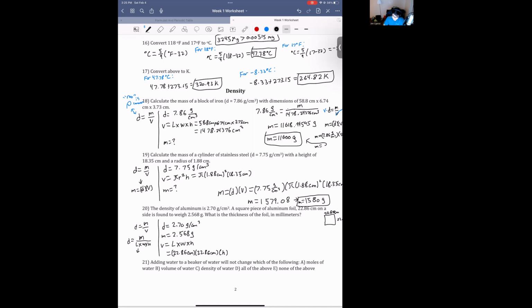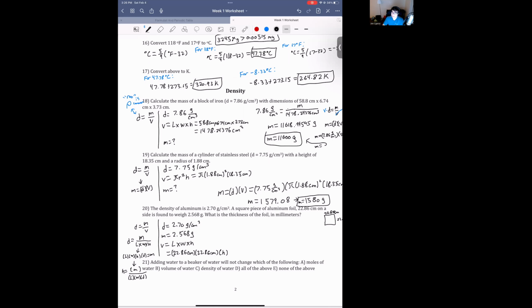You end up getting length times width times height times density is equal to mass. And then you end up getting the height, which is what we want, is equal to mass divided by length times width times density. So I can plug it into this formula. Again, you can plug in your numbers into the density formula. You'll find that height is the only thing you don't have.